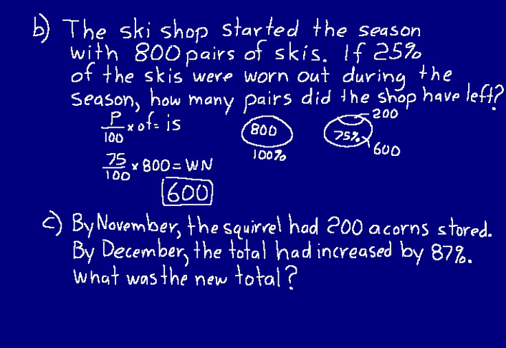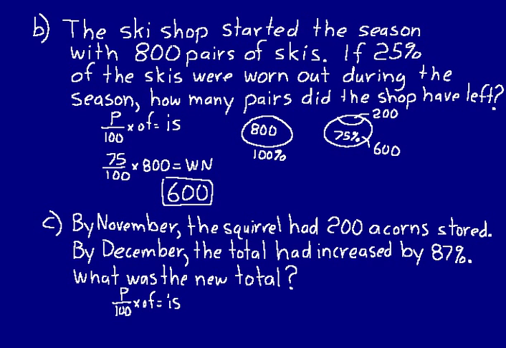Let's do one more. By November, the squirrel had 200 acorns stored. By December, the total had increased by 87%. What was the new total? Well, let's think about our formula. P over 100 times of equals is. Now, we have 200 acorns by November. And then by November, that total of 200 had increased by 87%.